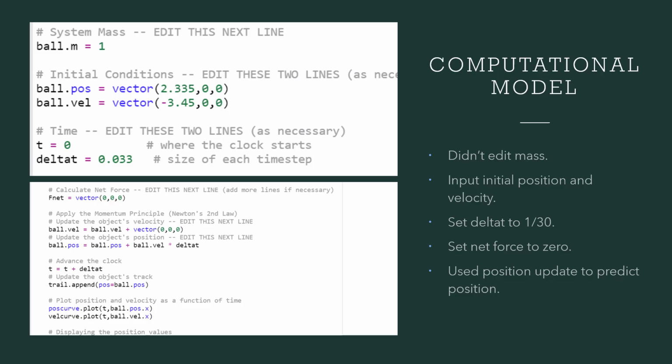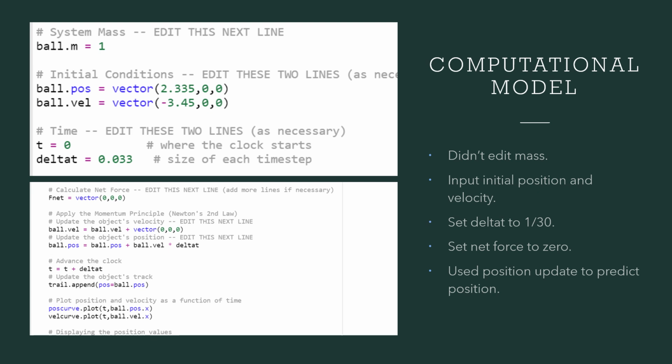Here is the code in GlowScript that I used. The only changes I made: I did not edit the mass, because in the velocity update formula, mass does not matter, because F equals ma, and F net divided by m, the masses will cancel out, and the velocity is not impacted by mass. I set my initial position to 2.335 meters, and my initial velocity to negative 3.45 meters per second. I also changed the delta t to 1 over 30 because the frame rate was 30 frames per second on the video that I took.